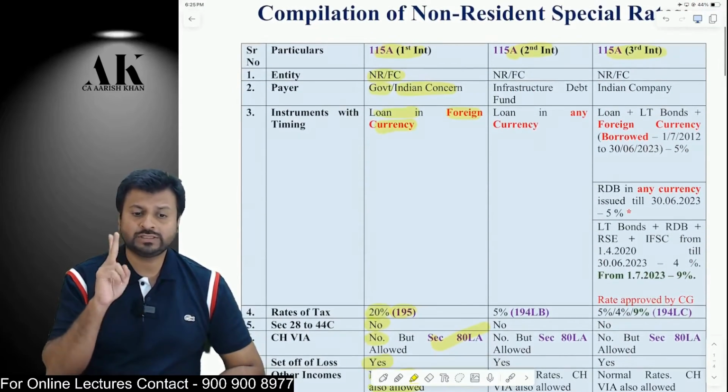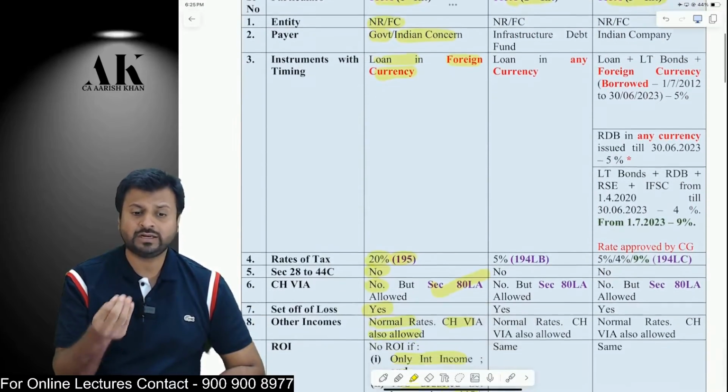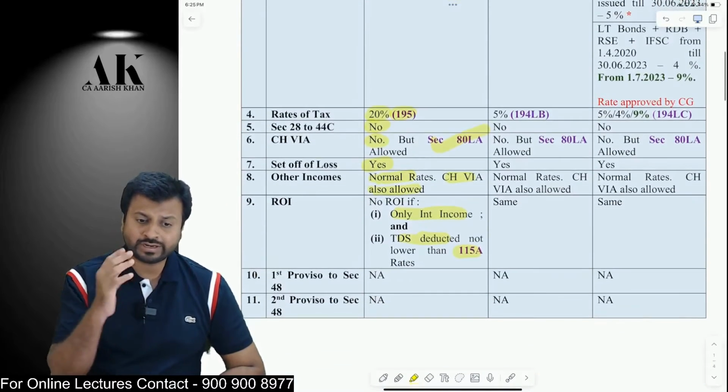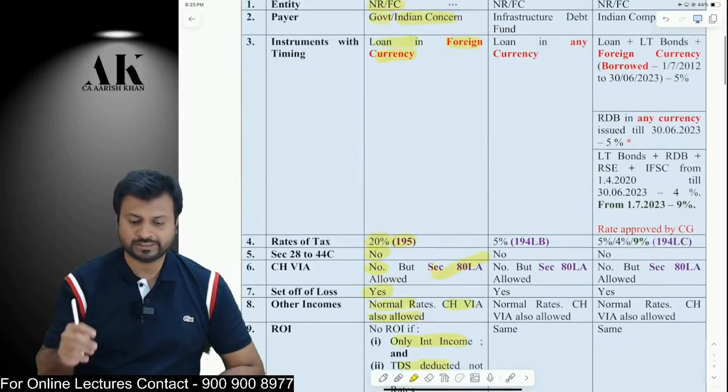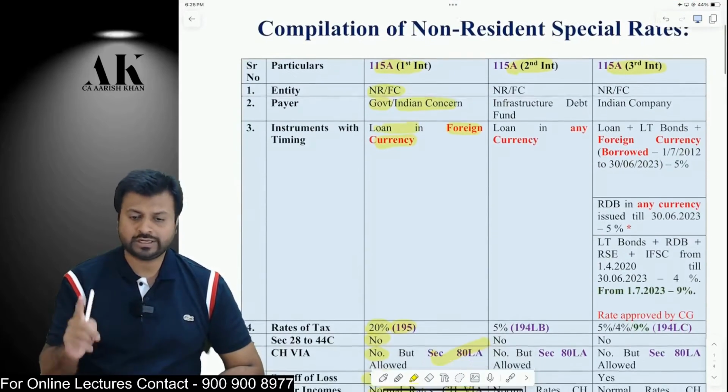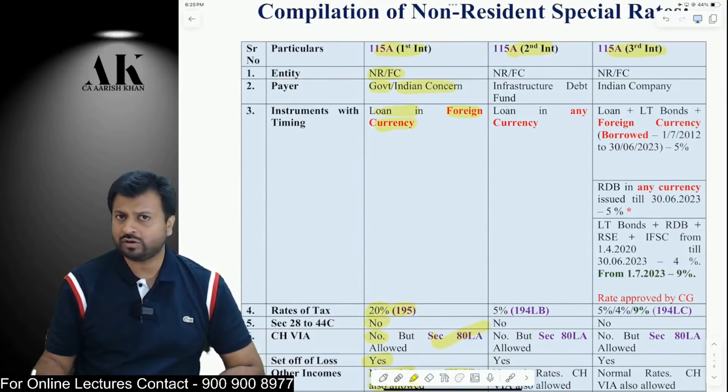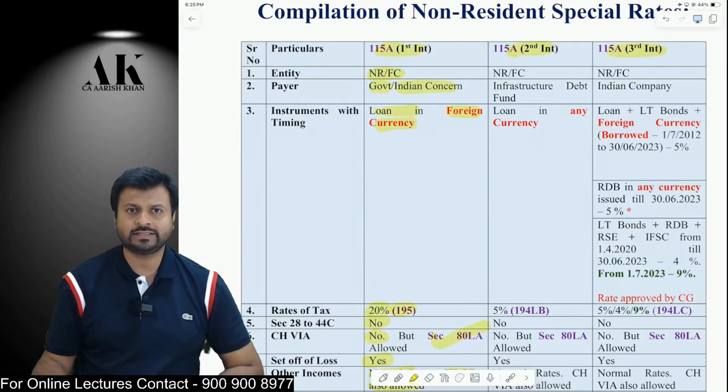Who is the assessee, who is the payer, what is the instrument, what are the rates of tax, are we going to get the deduction, are we going to get chapter 6A, are we going to get set off of loss, all these things have to be seen. So this is how you are going to read all the 10 sections. I'll read all of them, I'll discuss all of them, I'll explain all the important points out of all of them, all the nitty-gritties of all the 10 sections one by one.